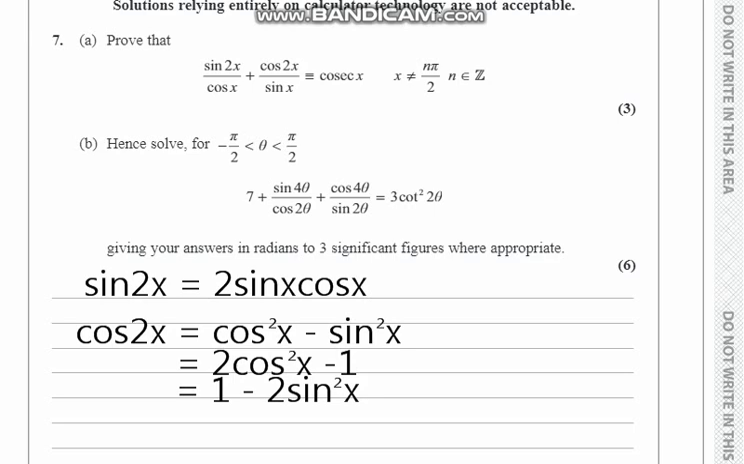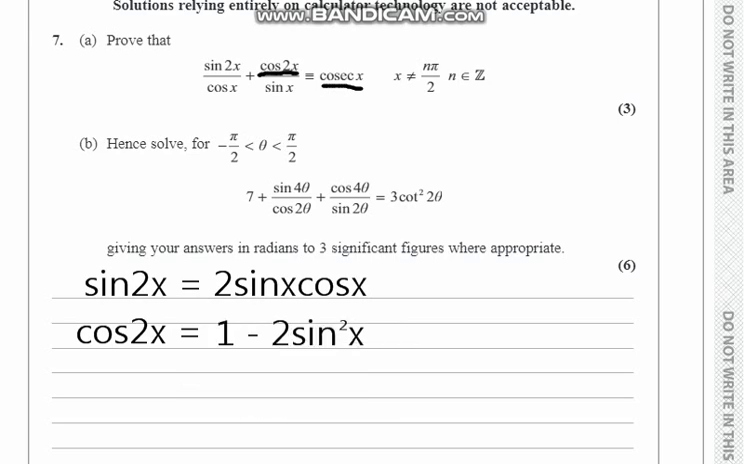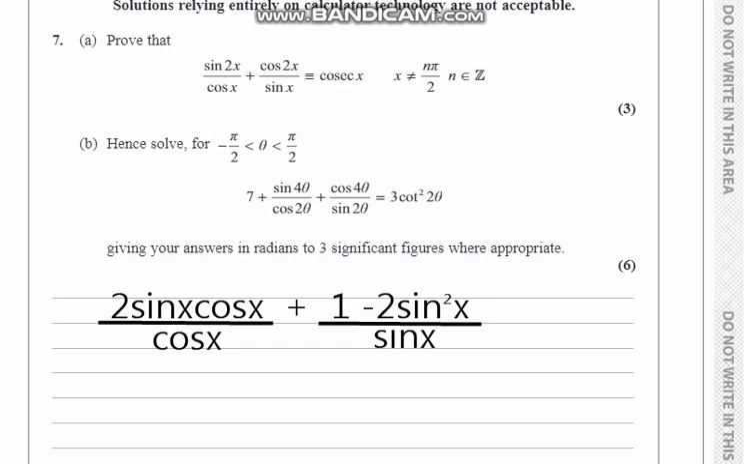The right hand side is cosec x, and that's 1 upon sin x. So we have to deal with everything in sin x. So for cos 2x we'll be using 1 minus 2 sin square x, this identity. What I'll do is plug in every identity I see here. So cos 2x will be 1 minus 2 sin square x, and sin 2x will be 2 sin x cos x. So this is how our equation will look: 2 sin x cos x upon cos x plus 1 minus 2 sin square x upon sin x.